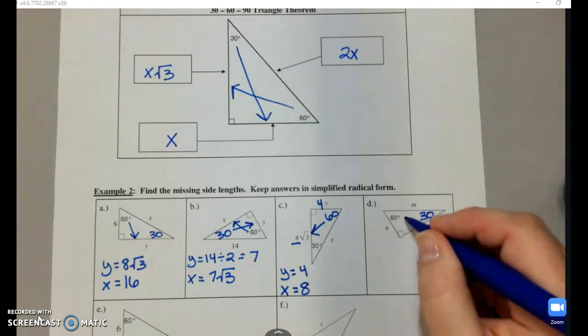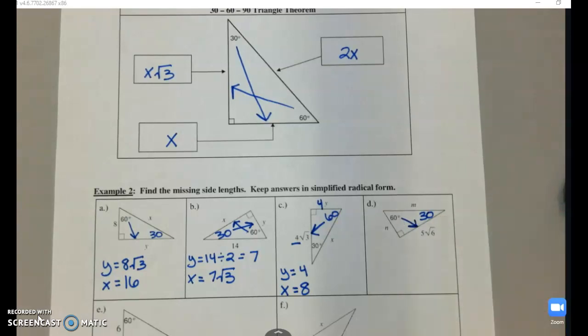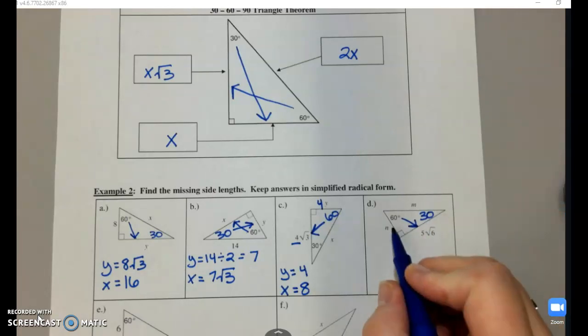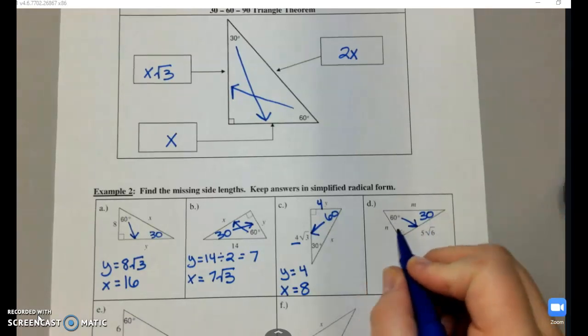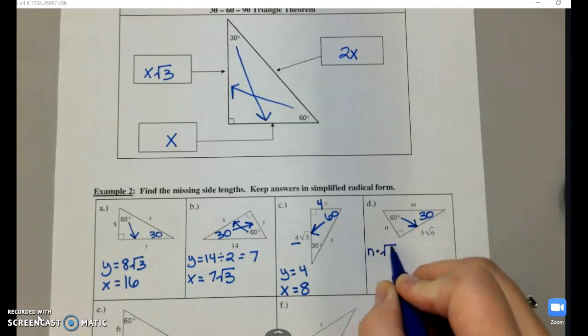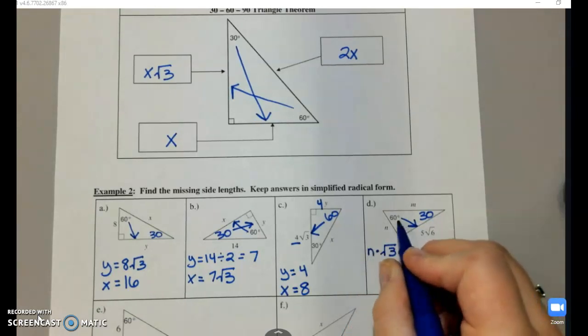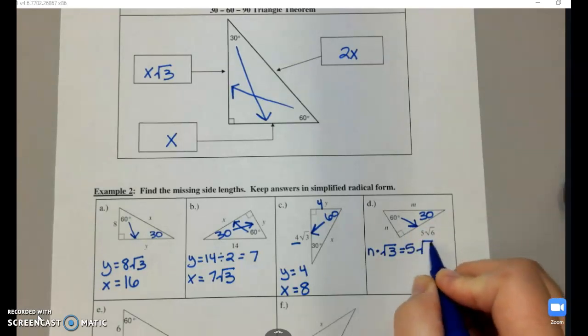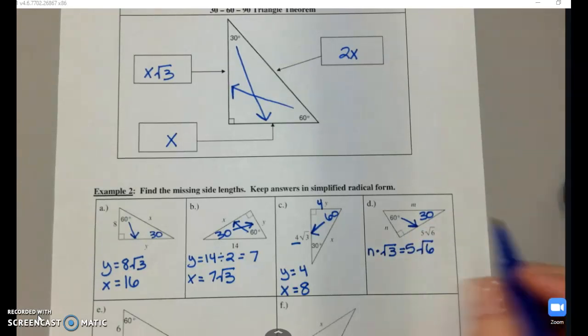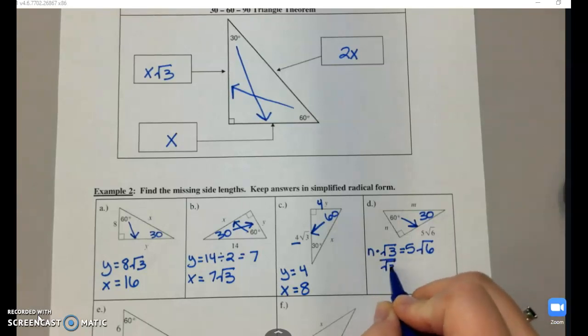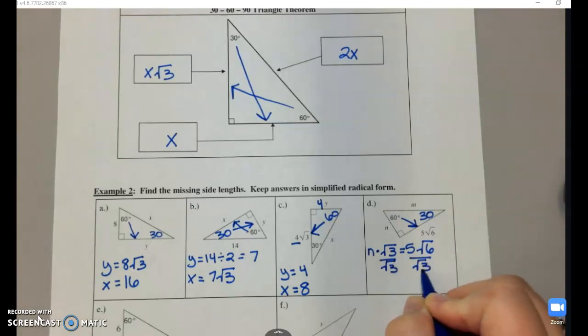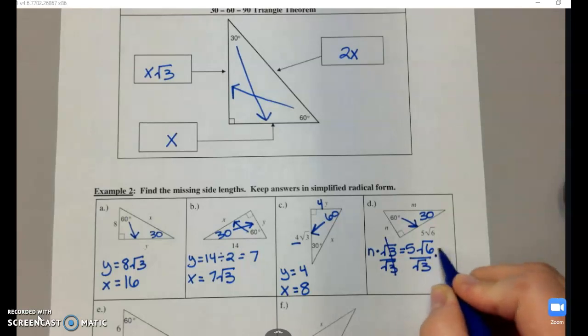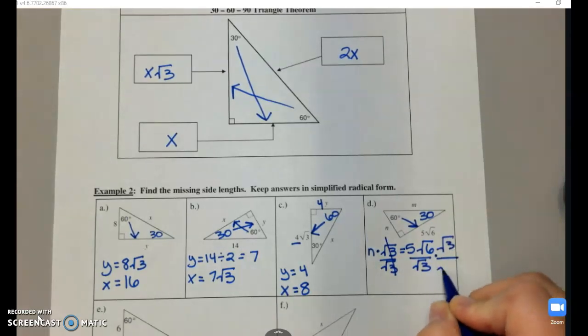And for D, this time we're given our side opposite the 60-degree angle, and that is 5 on the square root of 6. So I need to find this number n right here. So n times the square root of 3, remember, is equal to our side opposite the 60-degree angle. So that's going to be 5 on the square root of 6. So to solve for n, I'm going to divide by square root of 3. And again, I'm going to have to rationalize because we don't like radicals in our denominator.